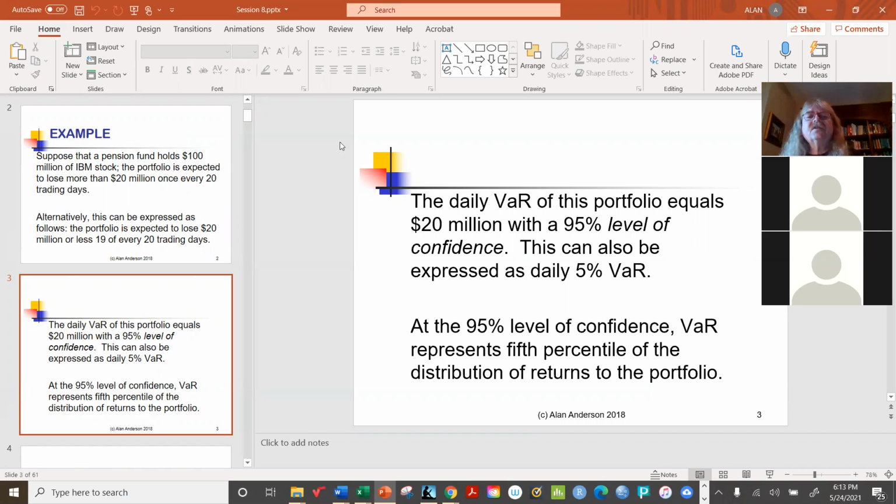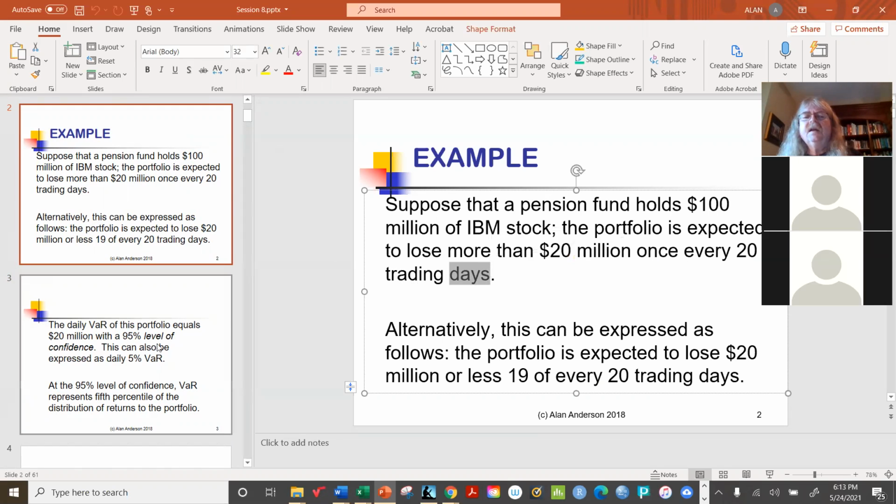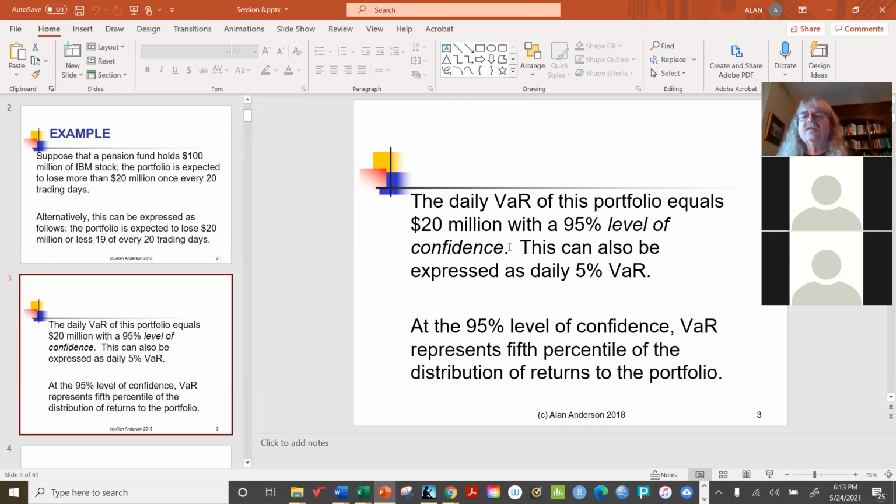And if you notice too, when you calculate VAR, it has to be in terms of a single time frame. In other words, this is every 20 trading days. So the VAR that we're calculating here is referred to as daily VAR because it refers to how much the portfolio value can fluctuate over a single trading day.